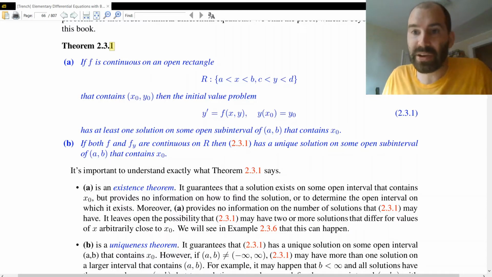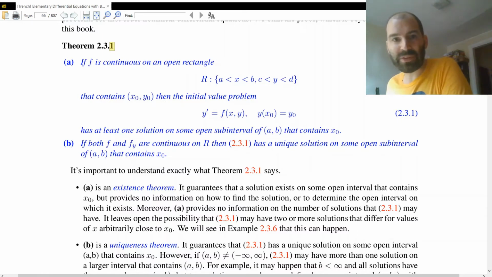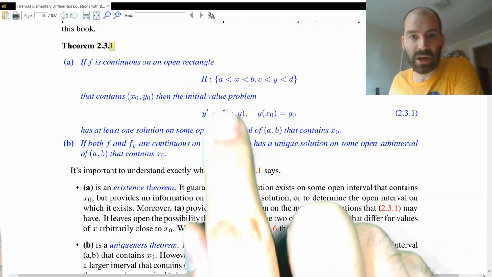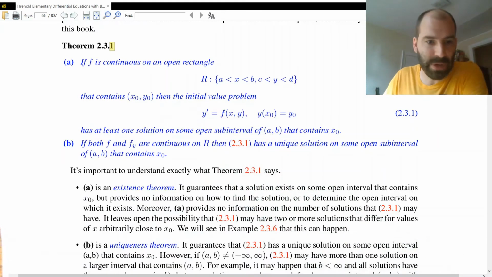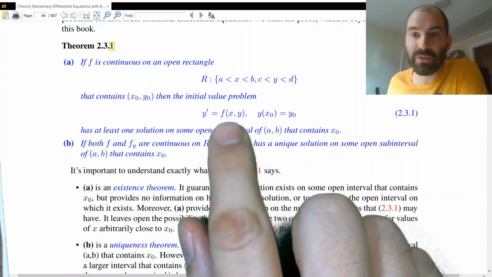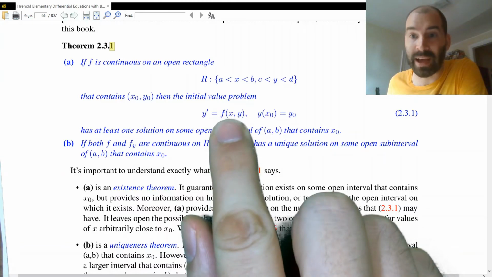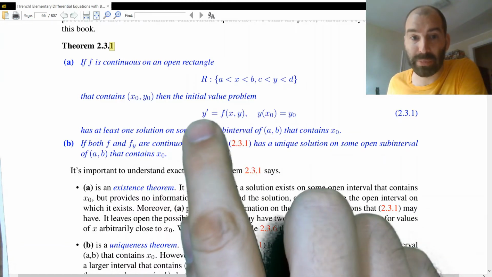But what does this theorem say? It says that if f is continuous on an open rectangle. Now, what is the f that they're talking about? Well, they are talking about differential equations of this form. Let me tone down my contrast here. All right, we're talking about differential equations of this form. The f is just the right-hand side of the differential equation, y prime equals f.